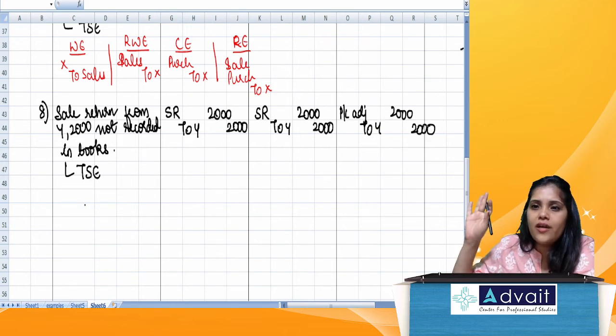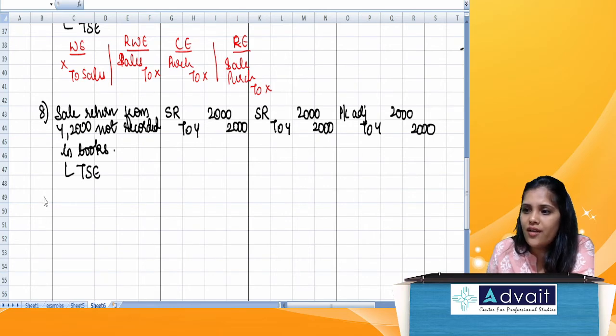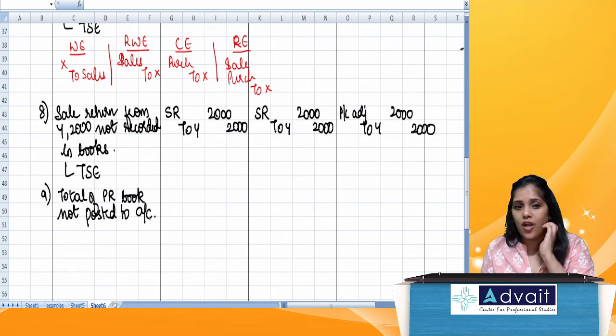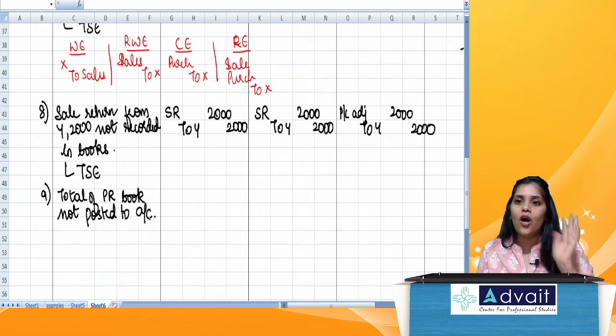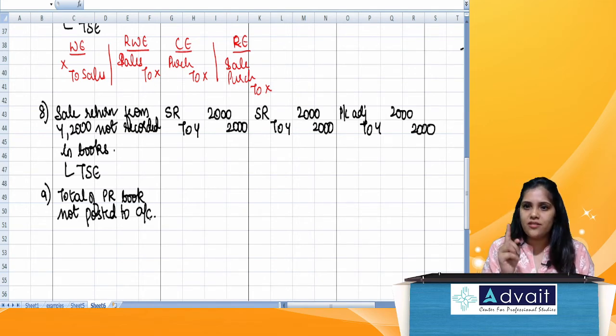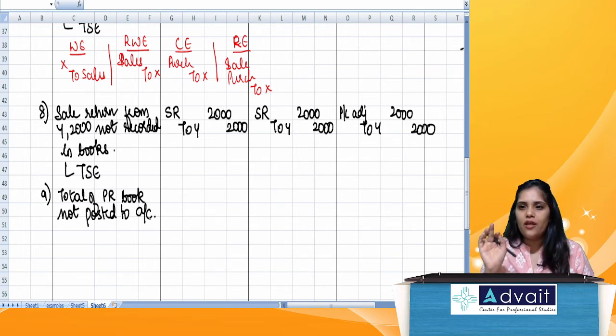Okay, any doubt anybody? Please raise your hand if you have a doubt. Total of purchase return book not posted to the account itself. So purchase return book total should go to the purchase return account. No, but you didn't post only. One sided, two sided.